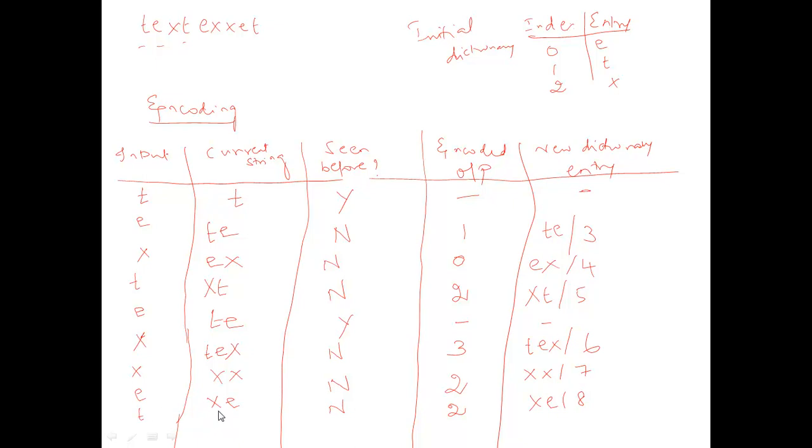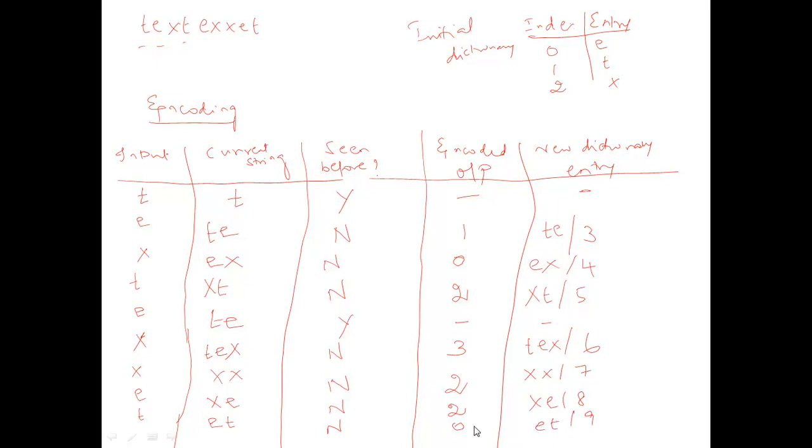The last letter is T, and in this T, the current string is the previously unencoded E, and the present input is T. Are you seeing ET anywhere in the dictionary? No. So what you need to do? You need to perform the encoding of the previous current string. So E is encoded, which takes the entry 0.